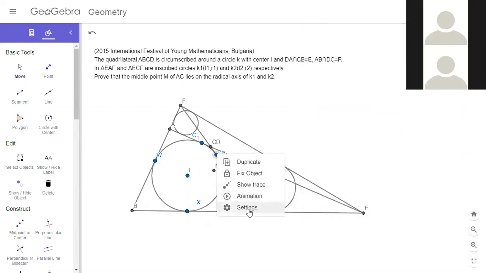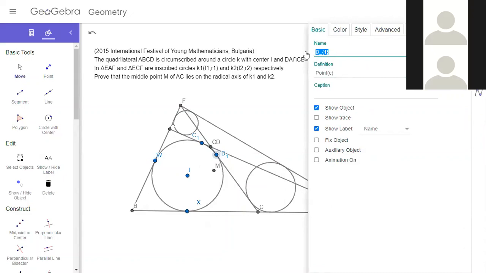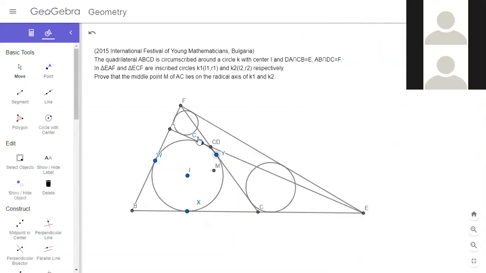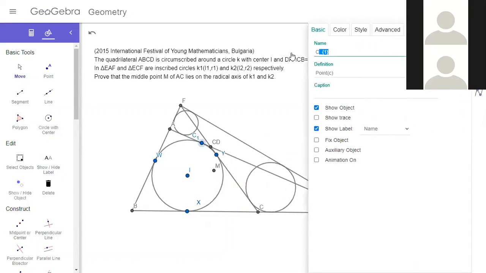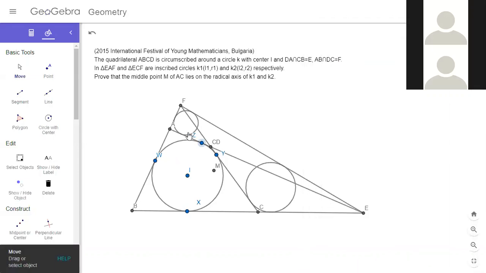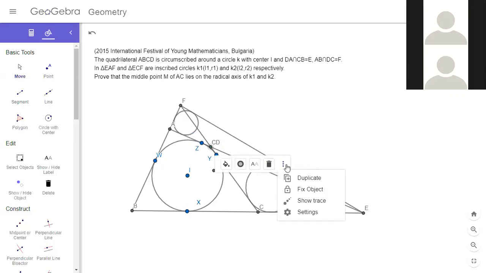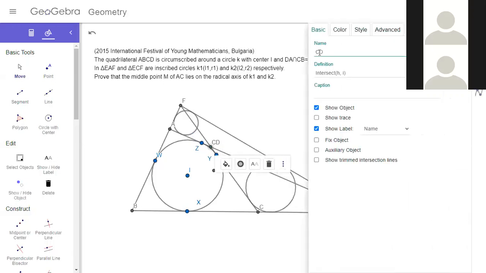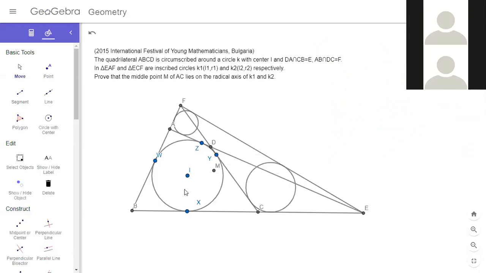W, X, Y, and Z. All right. Wait, what is... oh, this is CD it's showing. Should this be D? Okay. All right.